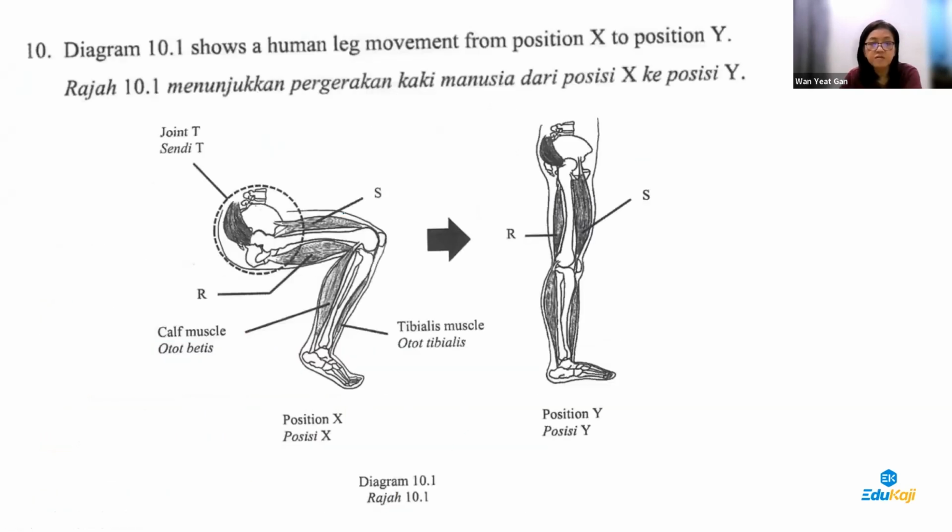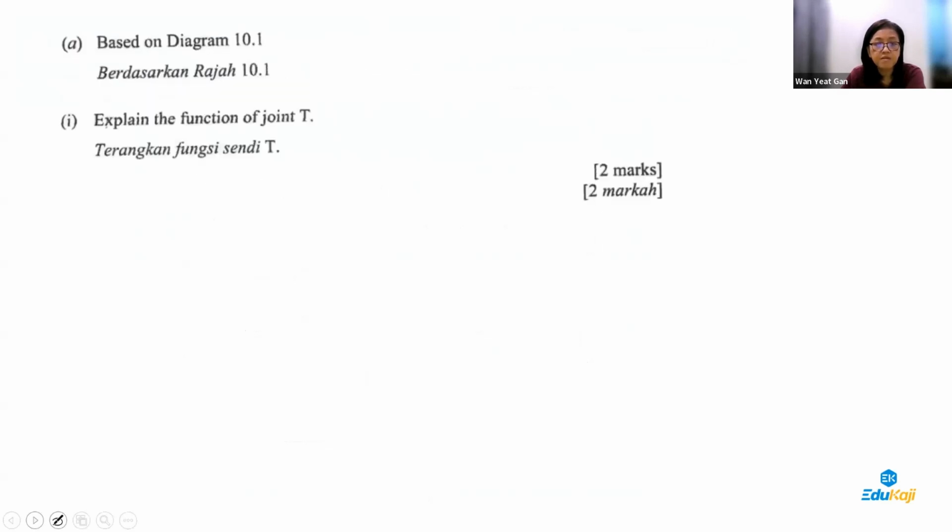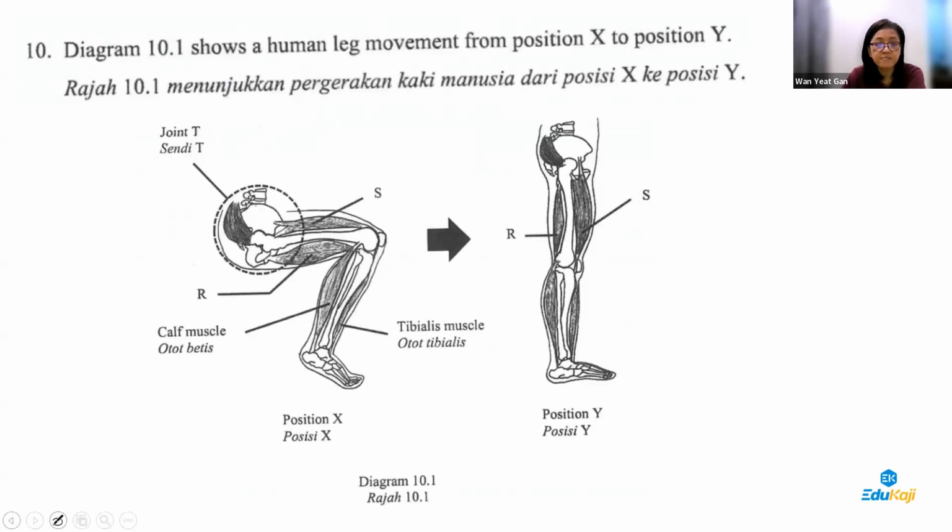Okay, next, let's look at this question where the human leg is moved from position X to Y. That means the leg is in a bend condition and is being straightened. So you have S and R muscle shown there. Based on diagram 10.1, explain the function of joint T.